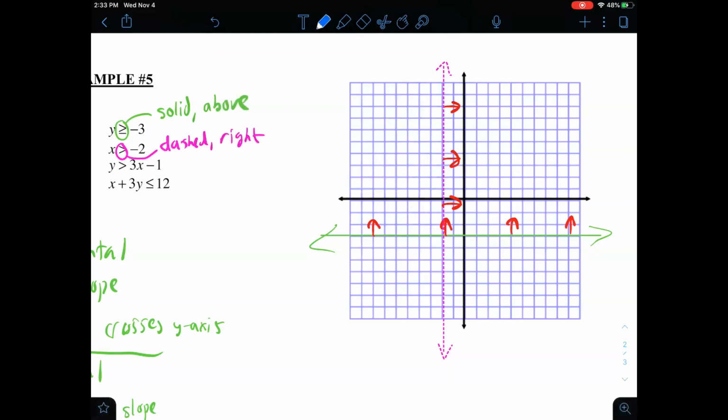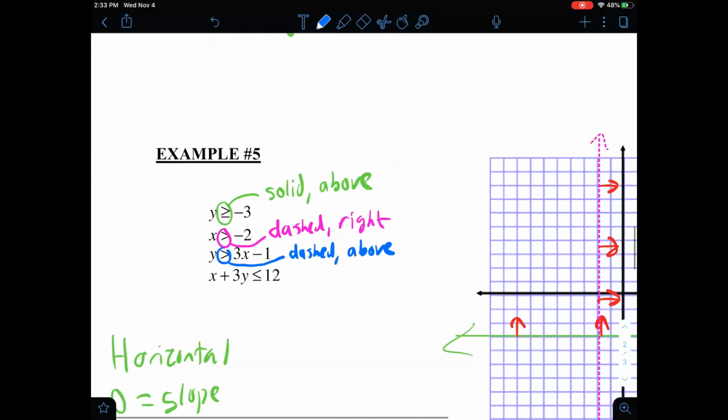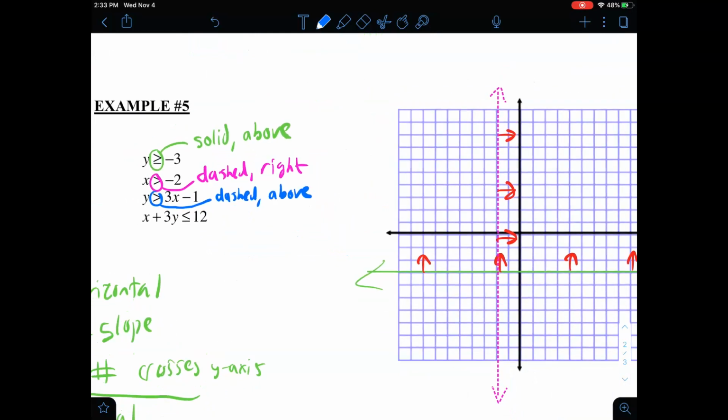Okay, next one, blue. Next one we have y is greater than 3x minus 1. That's going to be dashed. And once you get to the point, you can just kind of do it. You don't need to write this out every time, but I'm just making sure we see how this is working here, all right? Dash and above.